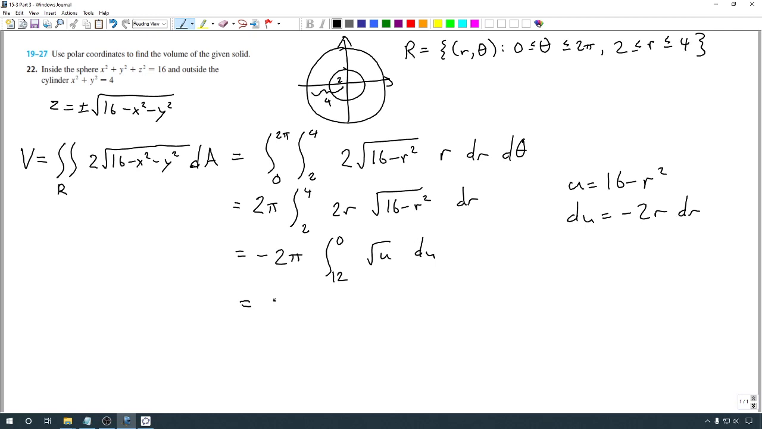We go ahead and integrate the square root of u. Remember, that's u to the 1/2 power. So we raise that 1/2 power by 1 to get 3/2, and then we divide by the new power.